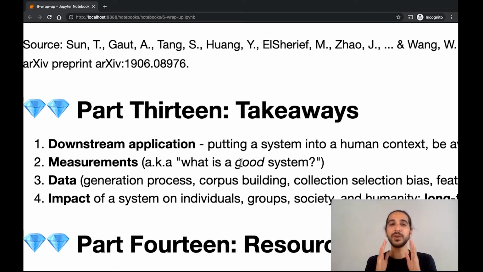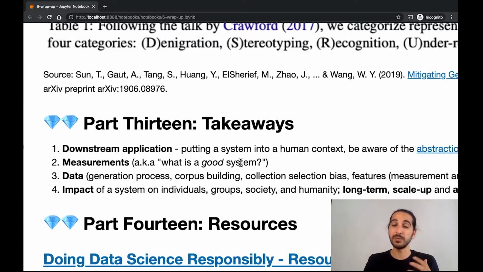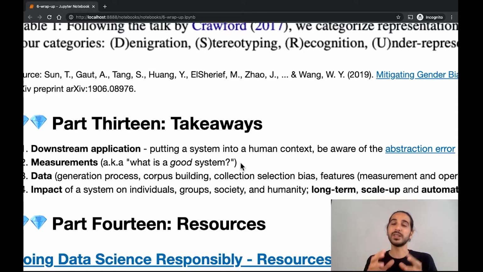So the first thing is about the downstream application. Another way to phrase it is putting the machine learning system you are working on into human context. When we look at a word embedding and say, let's assume this word embedding is biased, the first question is, so what? What are you going to do with this word embedding? We can say, okay, I'm going to plug it into a system in digital humanities that tries to capture historical bias. Then yes, it's perfect that it's biased. We don't need to do anything about that.